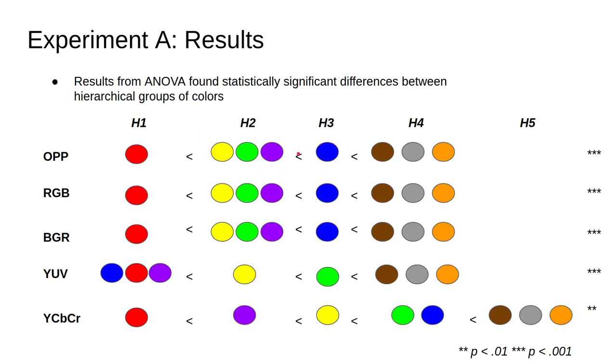This less than sign here indicates that the colors to the left were learned significantly faster than the colors to the right. And we can see definite similarities between these results and the human color hierarchy, where across all color spaces, red was learned fastest. Colors like yellow, green, and blue were learned in the middle. And then last was brown, grey, and orange across all color spaces.